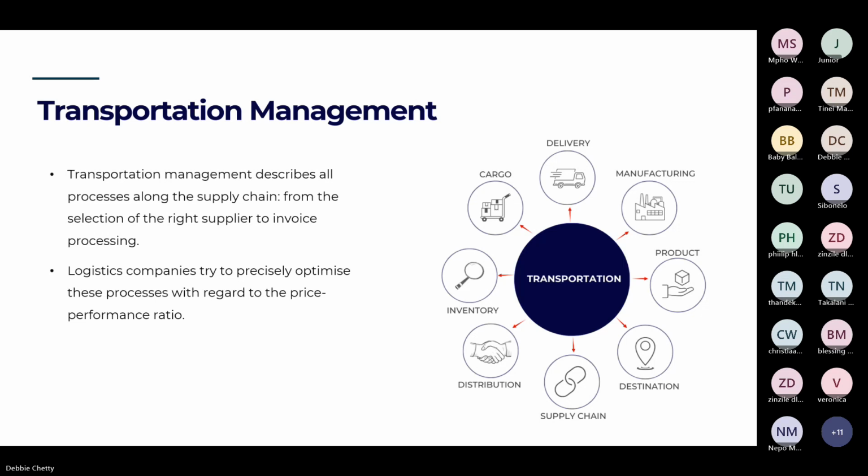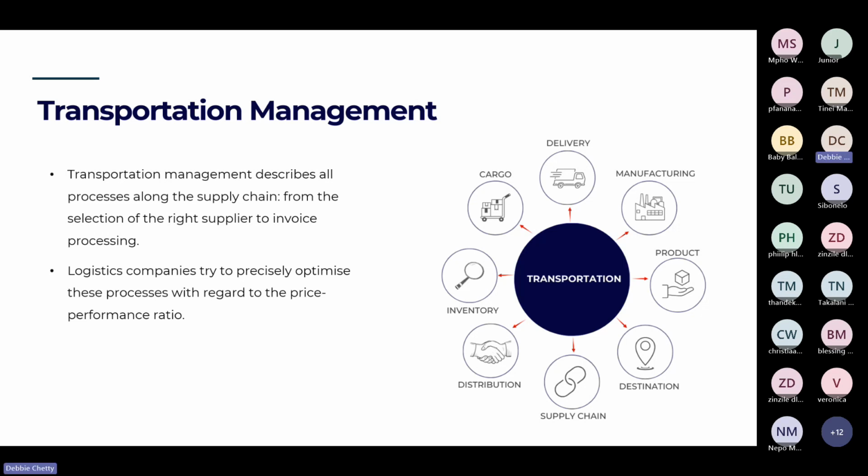Okay, right, so sorry about that, guys. So as you can see the diagram, it says transportation. These are some of the factors it includes. That transportation entails delivery, manufacturing, product, destination, supply chain, distribution, inventory, and cargo.